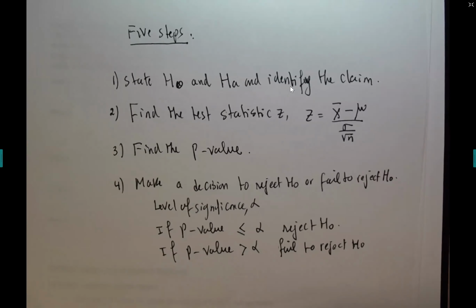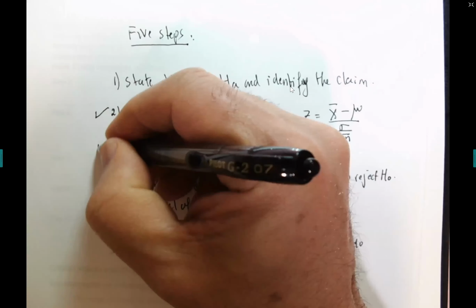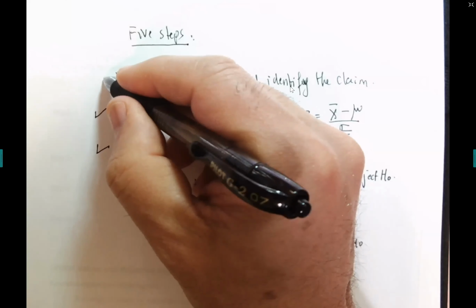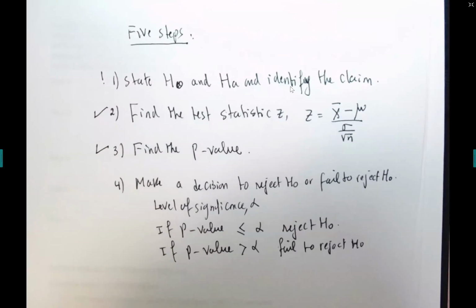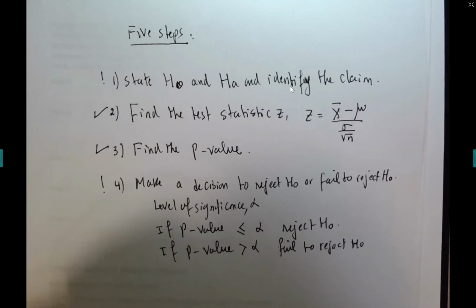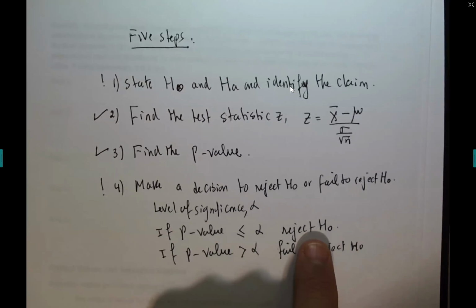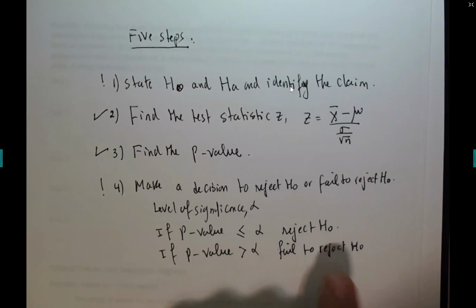That's step number 4. This is calculator. You have to do the work here. You have to know how to state the null and the alternative. This is an easy step. You compare the p-value with alpha. If the p-value is less than alpha, you reject H0. If the p-value is more than alpha, you fail to reject H0. You need to know this by heart, guys. This is a very, very important step.